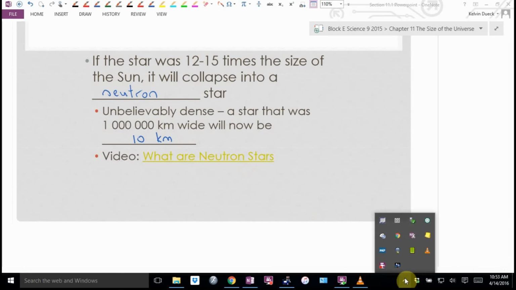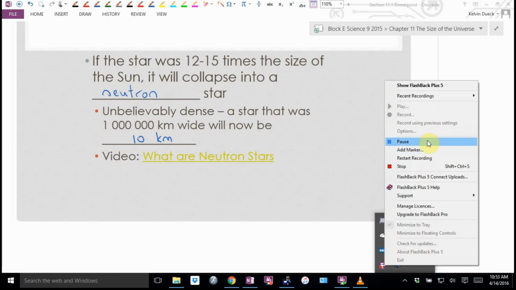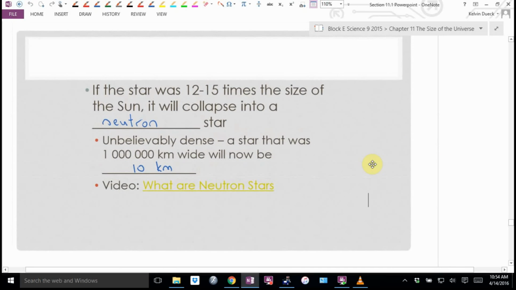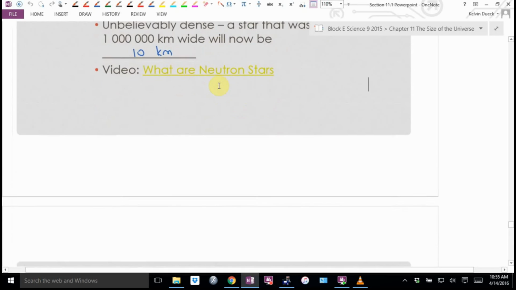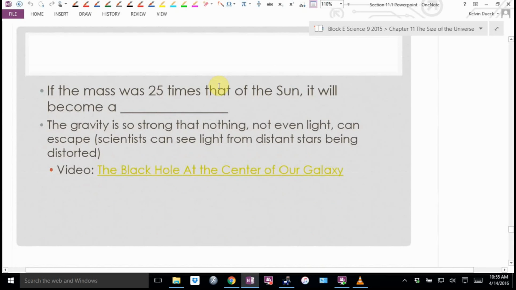Put your pencils down. So neutron stars. The star has ejected its outer layer, and it's the dense core left behind. You gonna make it, Matt? I got a couple more. That's if the star was about 12 to 15 times the size of our sun, if it has 12 to 15 solar masses. If it's a little bigger, if the mass was 25 times that of the sun, if it has 25 solar masses, it can become a black hole.